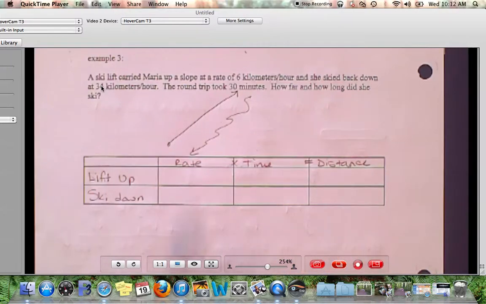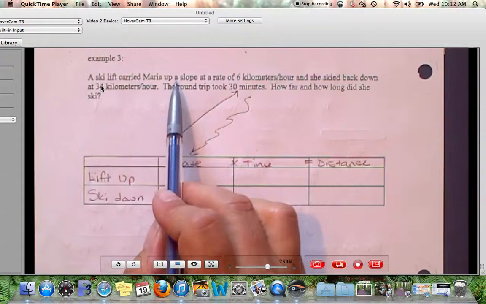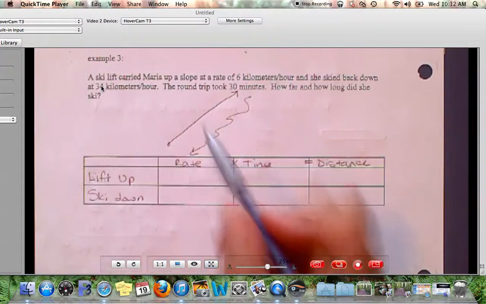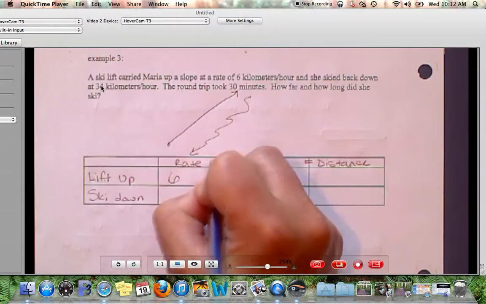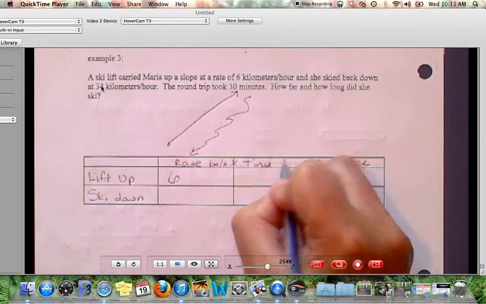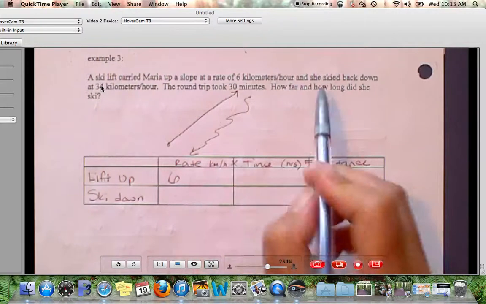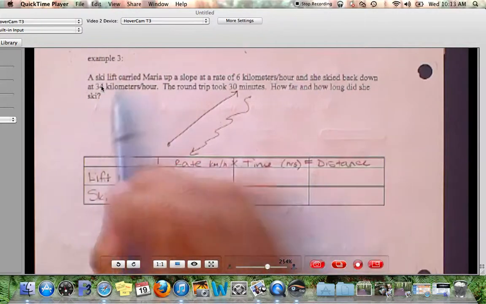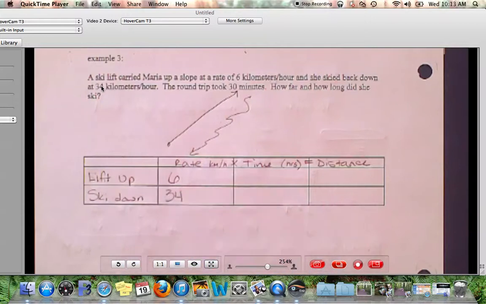So let's fill in the easy stuff. The ski lift carried Maria up a slope at 6 kilometers per hour, which means the time must be in hours. And she skied back down at 34 kilometers per hour. The round trip took 30 minutes.